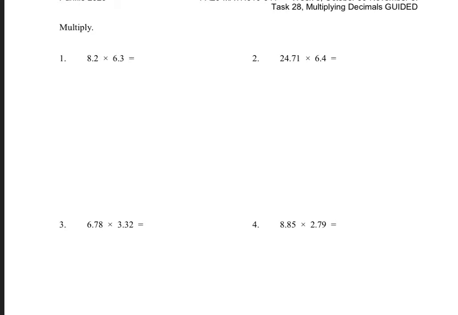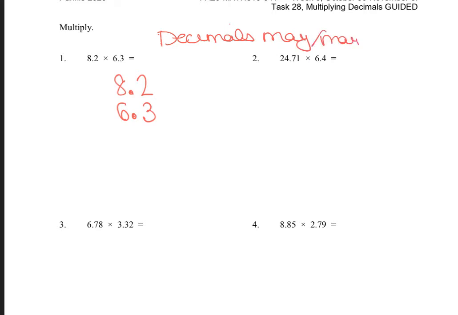When we write this one, we want to write it where the right sides line up. So for multiplication, the decimals may or may not line up, and that's okay.